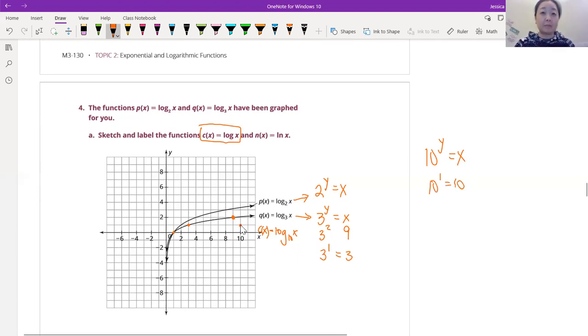So it'd be right here. See how this goes? And we know that it's going to go through this point. So I'm just going to graph this like this. Pretend it goes through there. Okay, there we go. All right, just like that. So that will be my log base 10 of x.